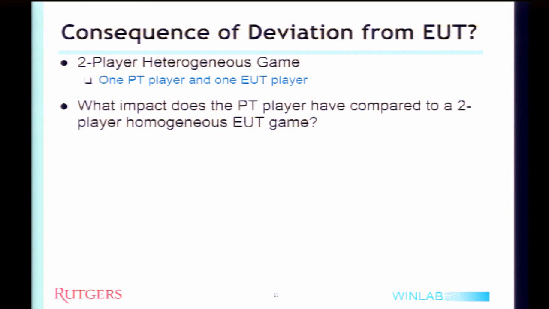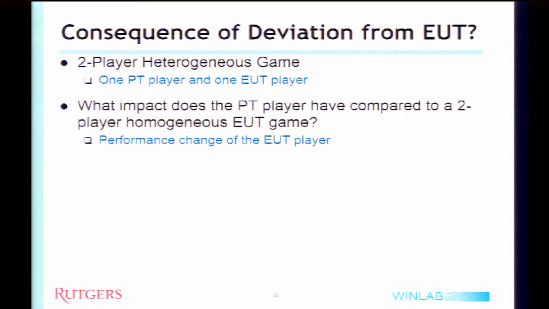Okay, with this set, the first thing we try to study is the consequences of deviation from EUT. The first game we study is a two-player heterogeneous game. Heterogeneous game means that one player is the PT player and the other one is the EUT player. And we try to find out the impact the PT player introduces to this game.